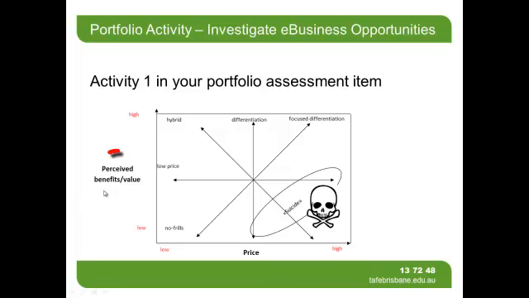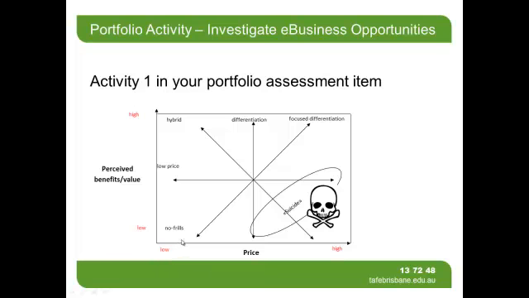On one axis, we have perceived benefits or value, and another way to think about this is quality. On the other axis, we have price. On perceived benefits or value, you can plot firms from a high position down to a low position, and similarly with price, from a low price through to a high price.